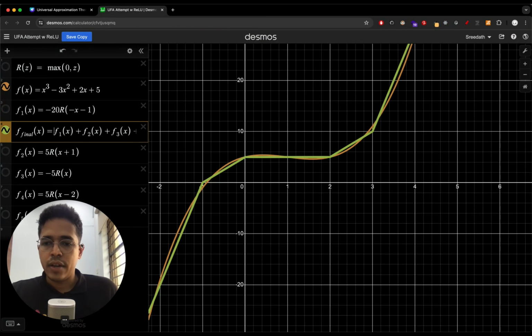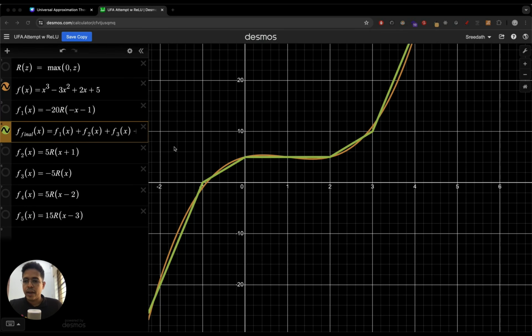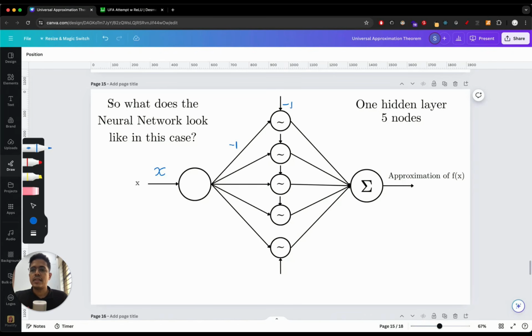Then to the second node, it will be 5 times ReLU of x plus 1. You might be wondering where this minus 20 and this 5 are. I'll show you that in a moment. So here it is basically ReLU of x plus 1. So the weight corresponding to that is 1, and plus 1 means the bias is also plus 1. So that will be here. This arrow is a bias, so don't get confused. It's not something going from this node to this node. It's just a bias that is going into the second node.